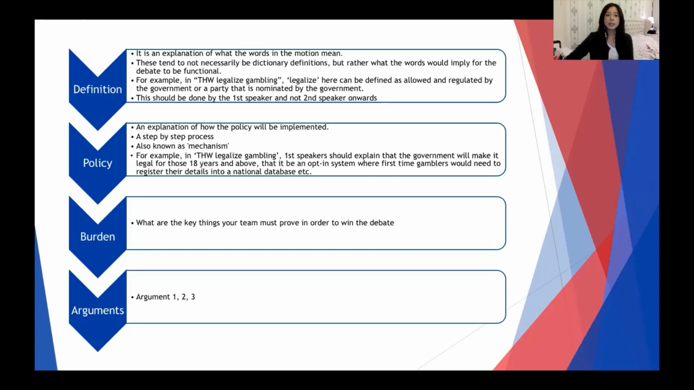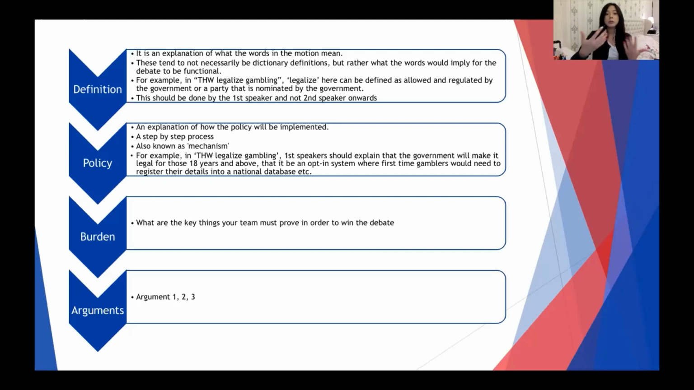Now, policy here means an explanation of how that policy would be implemented. So a step-by-step process. In other words, in debate jargon, we also call that mechanism. So for example, using the topic I mentioned before, which is this house would legalize gambling, first speakers should explain that the government will make it legal for those that are 18 years and above. So this would be inaccessible for those who are merely 14 or 15, that it could be an opt-in system, which means that people will need to opt into wanting to gamble and sign up, especially for first timers.